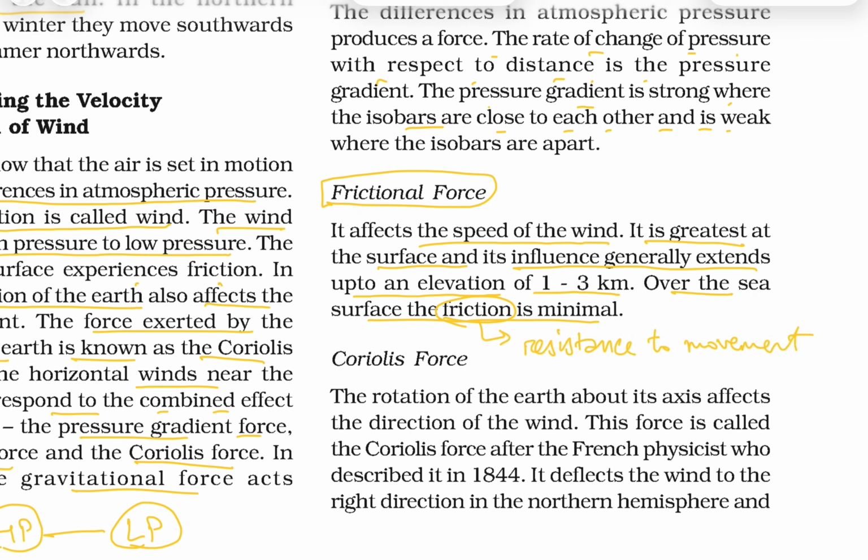How, at which speed, it can resist it. So when there is no friction, that is no hurdle or trouble, अगर वहाँ पे फ्रिक्शन ही नहीं होगा, किसी भी चीज़ को रोकने की क्षमता ही नहीं है, then the wind speed will be maximum.